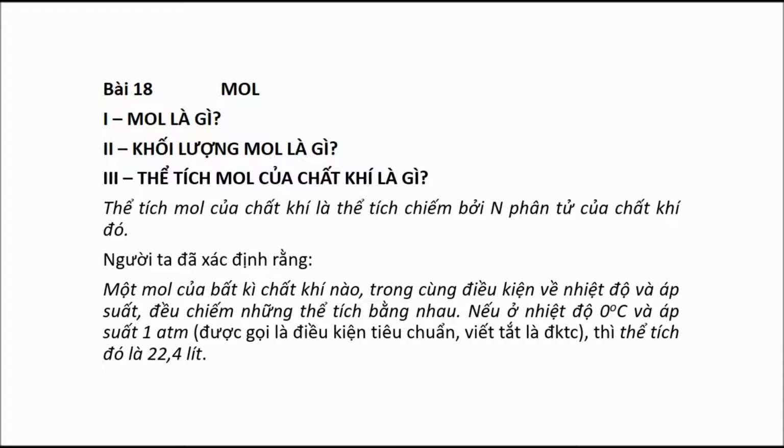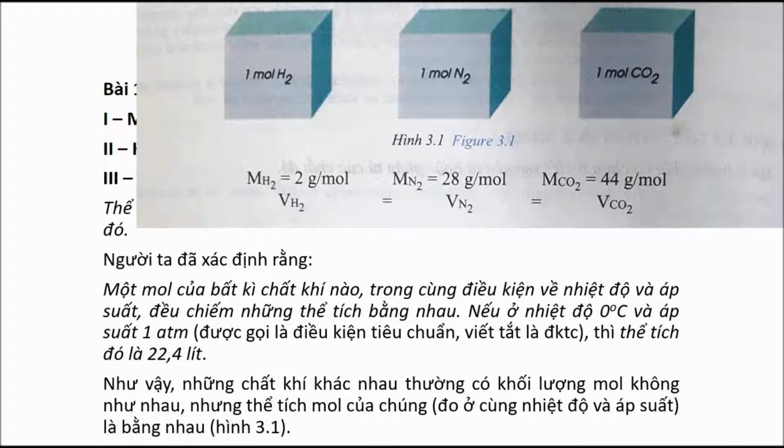3. What is the molar volume of a gas? The molar volume of a gas is the volume occupied by N molecules of the gas. It has been determined that 1 mole of any gas at the same temperature and pressure occupies the same volume. At 0 degrees Celsius and 1 atmosphere, known as standard temperature and pressure, denoted as STP, that volume is 22.4 liters.